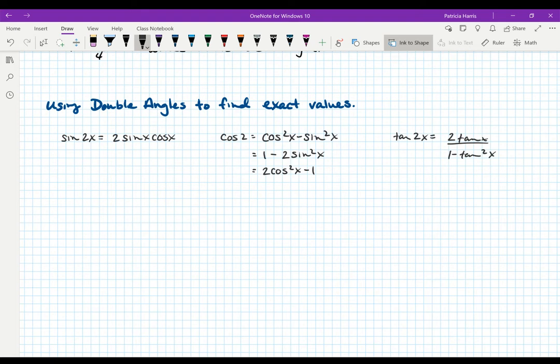Hey guys, so we're going to continue our discussion of double angle identities, and this time we're going to use double angle identities to find exact values. So we'll start out with something like this.